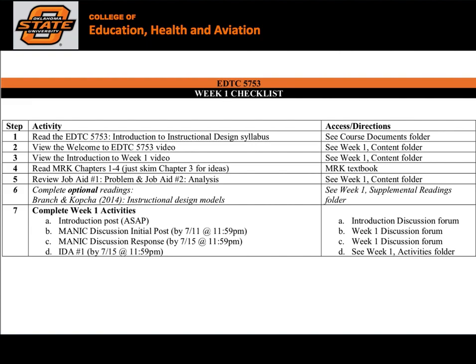If your book has not arrived yet, I'm going to have chapters 1 through 4 posted in the content folder for week 1. After that, you'll review job aids number 1 and 2, which are also in the content folder. Remember that these job aids are like cheat sheets that'll help you when you complete IDA number 1. There's one optional reading located in the supplemental readings folder. Your activities this week include the initial discussion post, which is due on Wednesday by 11:59 p.m. Your response is due on Sunday at 11:59 p.m. Additionally, IDA number 1 is due by 11:59 p.m.